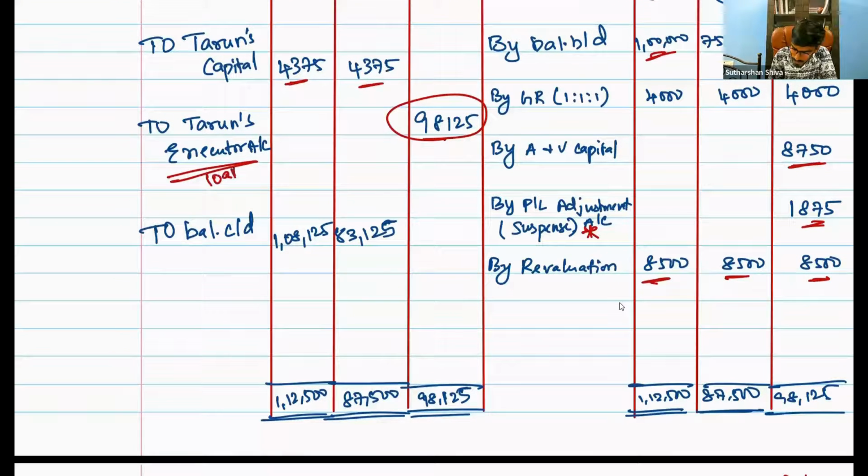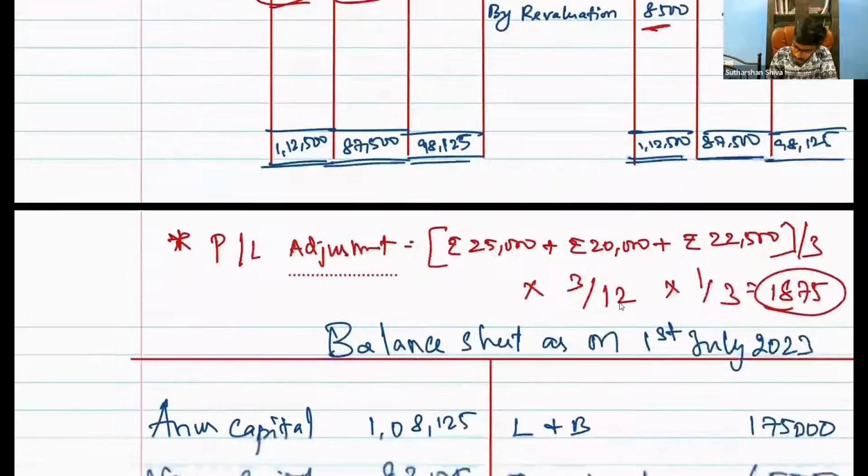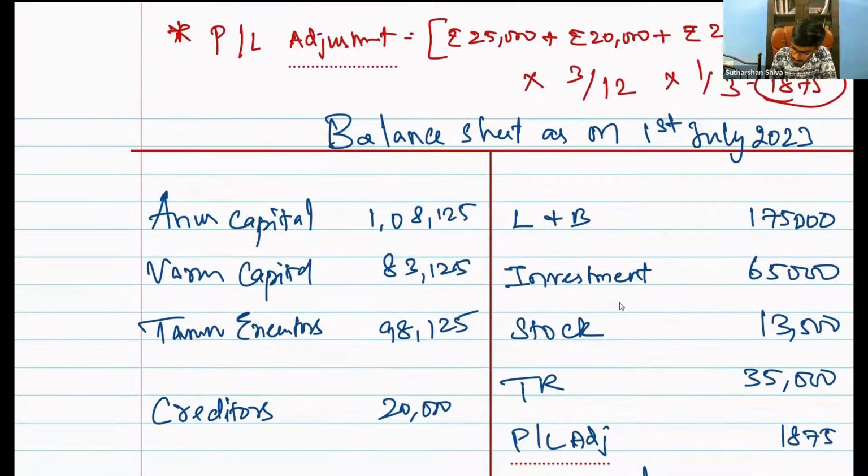Remaining, if you balance, you will get 83125. That's your balance carried down value. In the balance sheet, I will put Arun's capital, Varun's capital, and Tarun's executor loan account, which is 98125.